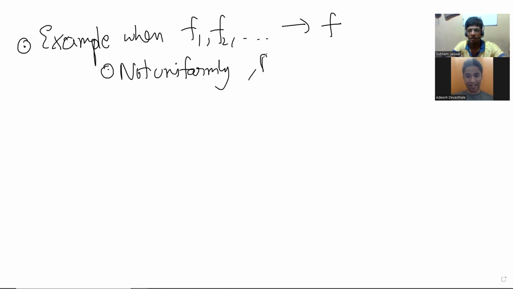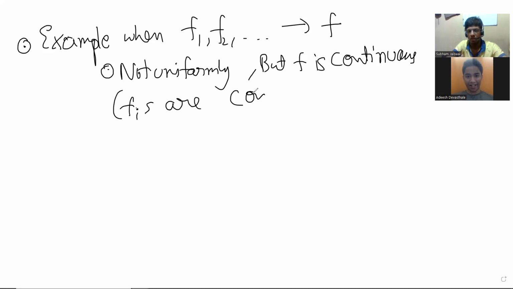but f is continuous. And obviously the fn's are continuous. So basically you are saying that the converse of this theorem is not true. Yes, the limit can be continuous in other cases.